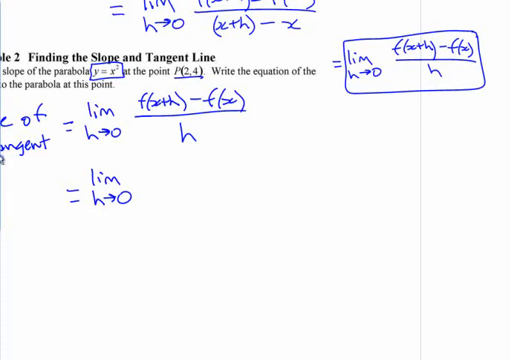Our function is actually, what is our function here? What's our function there? X squared, right? So we can write the expression for that. You could write x plus h squared minus x squared over h.